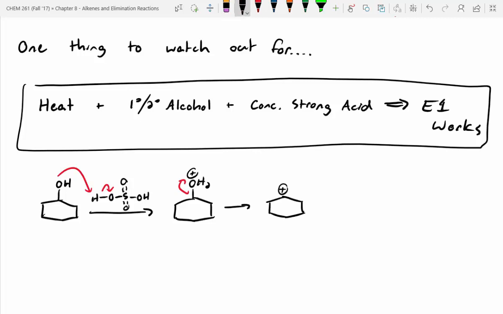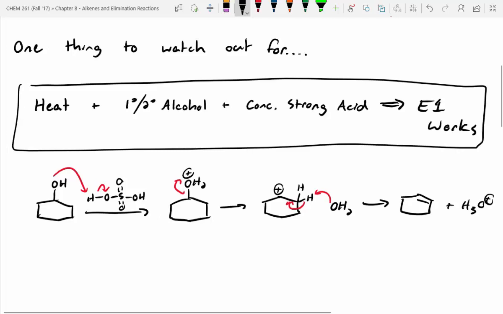Is this going to rearrange at all? Nope, there's no way we can rearrange it into a more stable carbocation. And then at this point, your water is a really, really weak base. It can grab one of these protons, clamp down, whoop, give you your alkene, and then regenerate your acid.